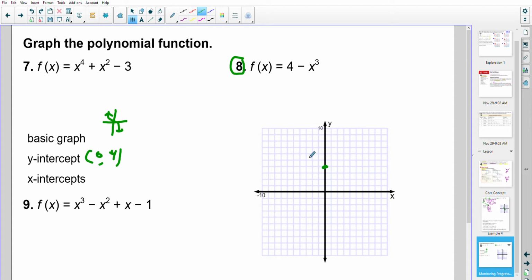What else do I know? Well, if I set this equal to 0 and solve, what happens? 4 equals negative x cubed, so x cubed equals 4. x is equal to the cube root of 4. So that means that over here, somewhere, that's going to be the cube root of 4, and then I know the direction of this graph has got to go like this, come down, and look like that.